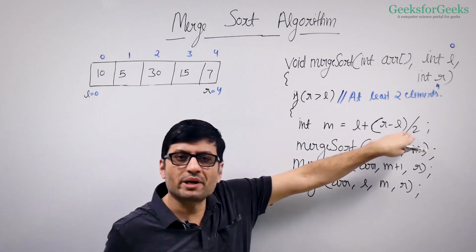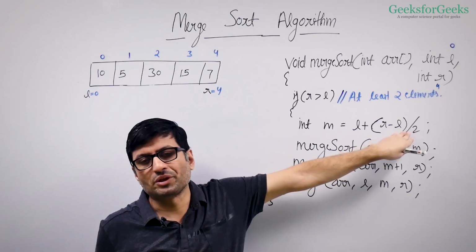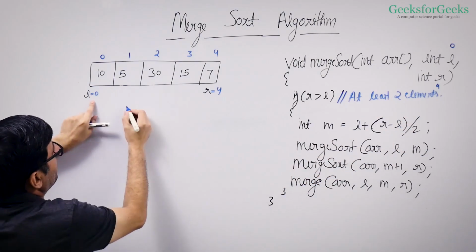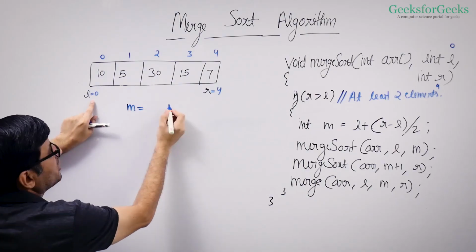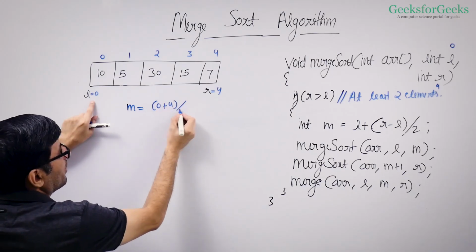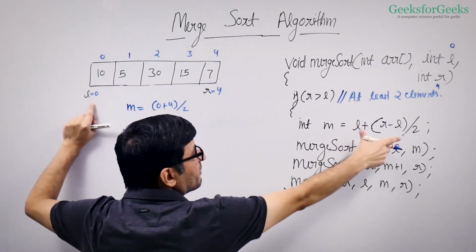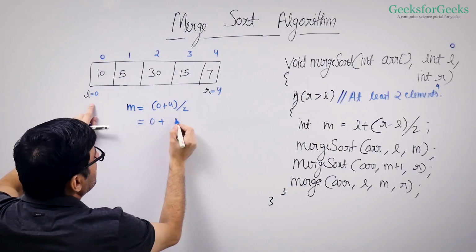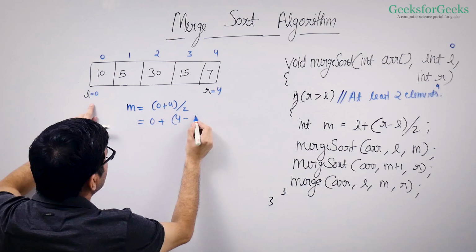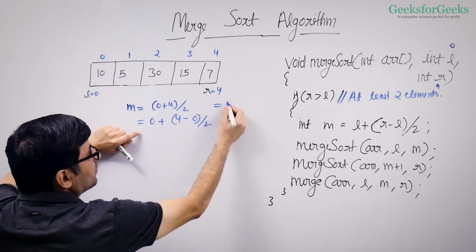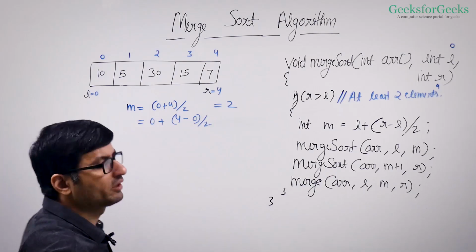We'll talk about this in more detail. So we find the midpoint for our input array. That's what we do here. So we have 0 and 4, and mid is going to be (0 plus 4) by 2. Or if we follow the expression here, it's L plus (R minus L) by 2. So we'll get 0 plus (4 minus 0) by 2. Right. So we'll get 2. We get 2 as a midpoint.